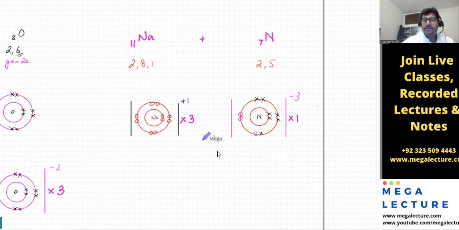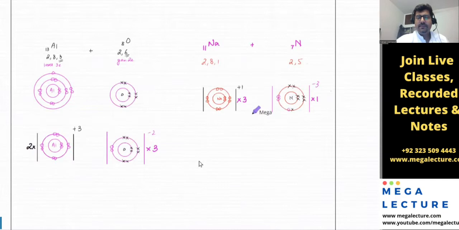Okay? So just simple, make them into ions with complete shells. This by losing the outer shell electrons, this by gaining electrons, and just do crisscross. That's it. Okay? Do this every time.